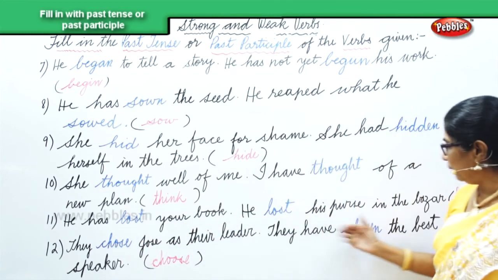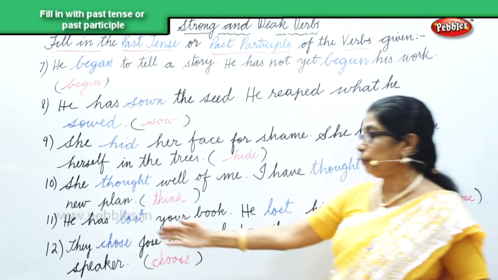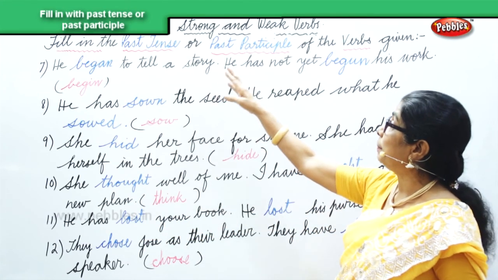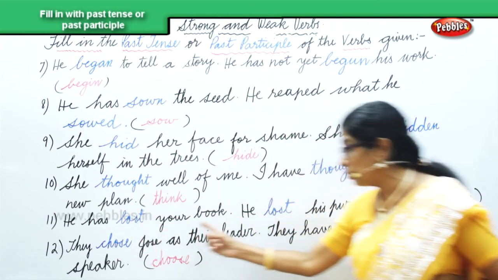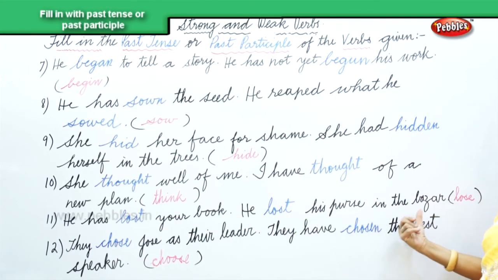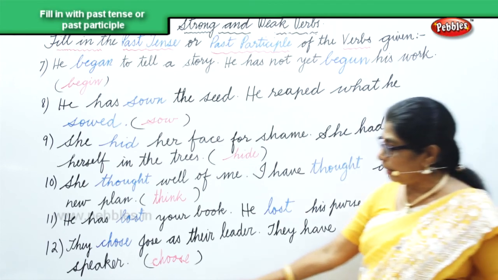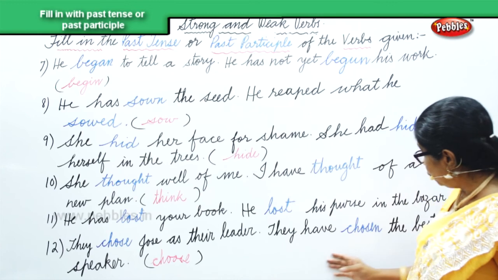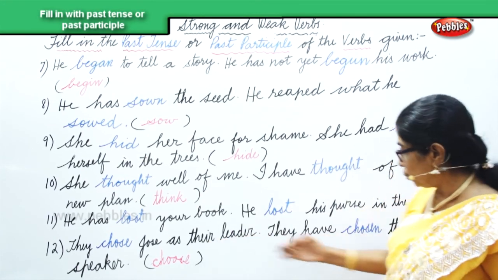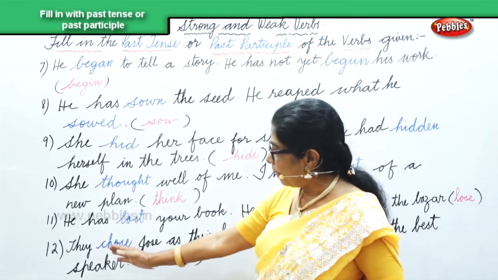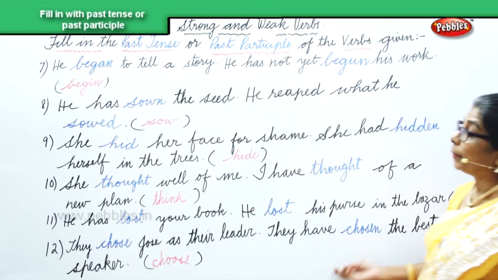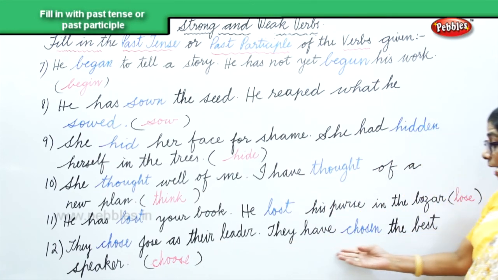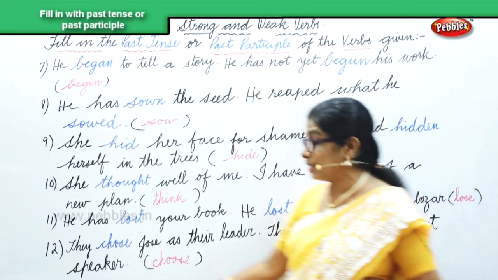The verb given here is lose. Lose, lost, past tense, past participle, same. He has lost your book. He has lost his purse in the bazaar. Now, finally, you have the word choose. That's in the present tense. Choose, chose, chosen. Chose is the past tense, chosen is the past participle. They chose Jose as their leader. They have chosen the best speaker.